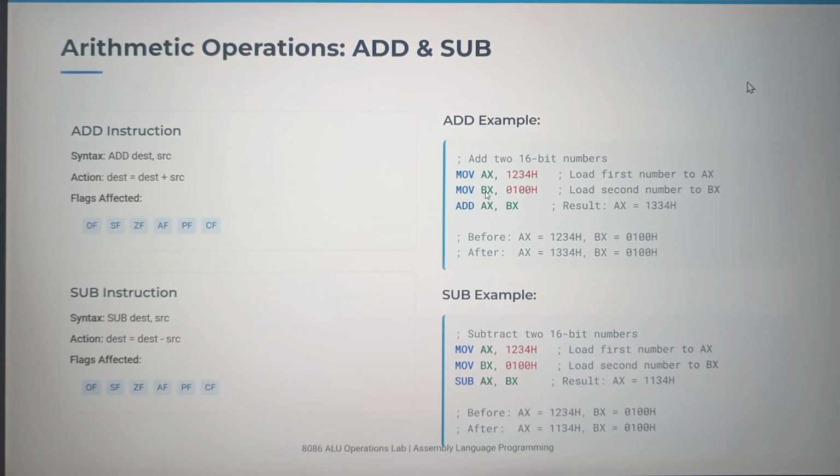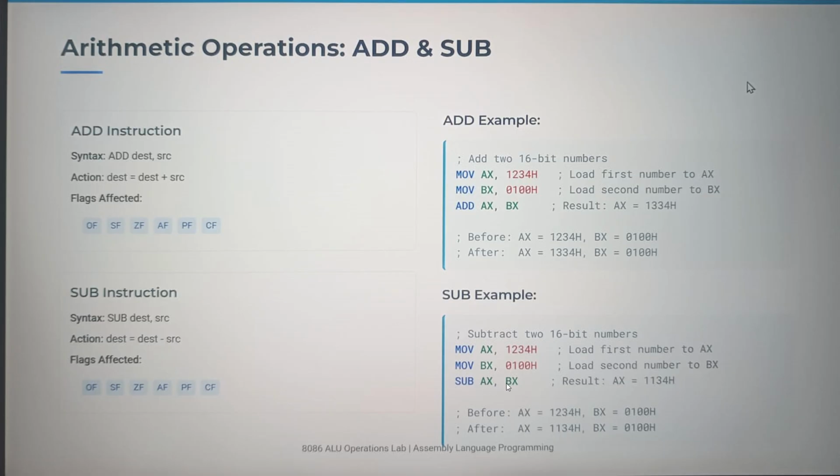It's very simple. We have already done this in our lab lectures, and sir has beautifully explained it, so I am covering it in a very short way. We first move our first number in AX and our second number in BX, and use the ADD operation to add these two numbers. The result gets stored in the accumulator AX, as you can see in the example. Similarly, for subtraction, we move both numbers in AX and BX and use SUB to subtract the two numbers.